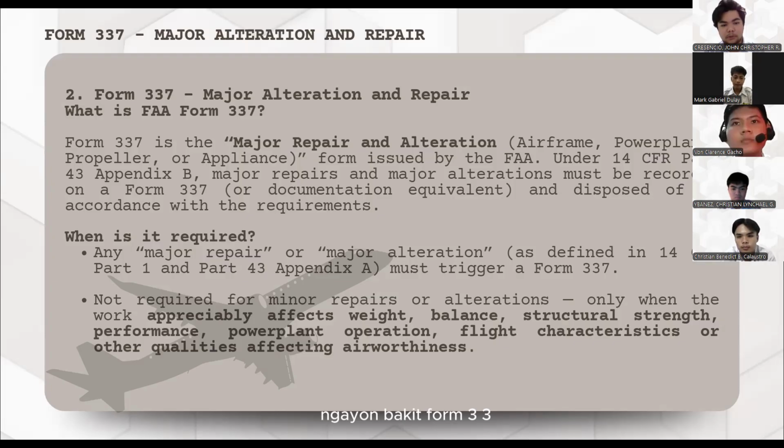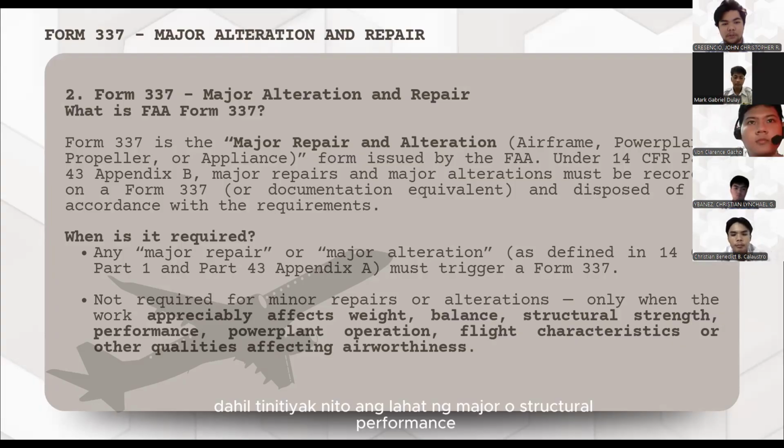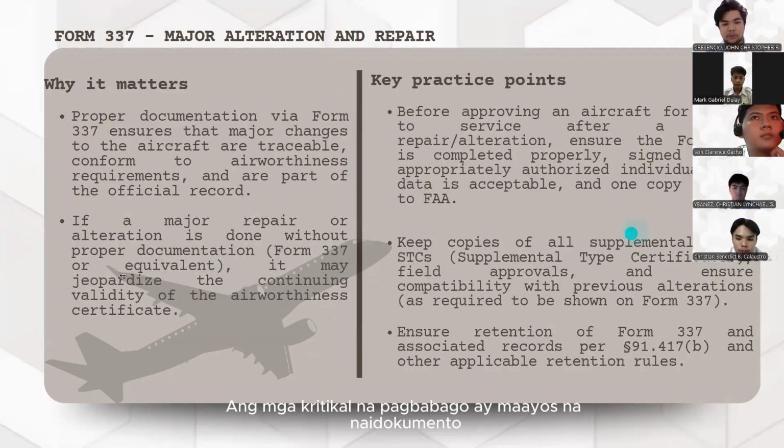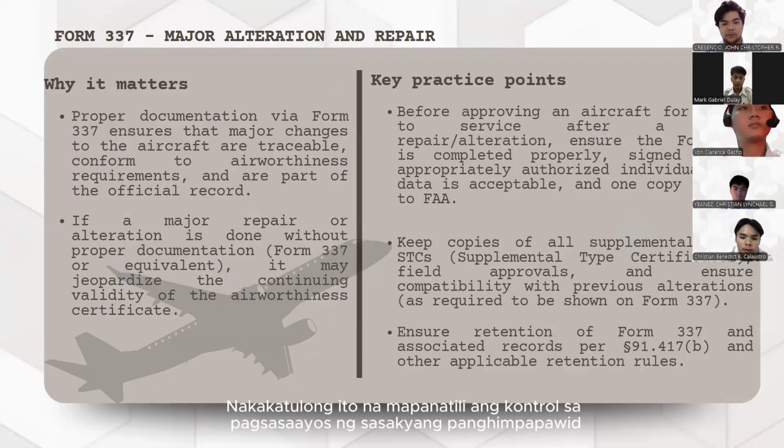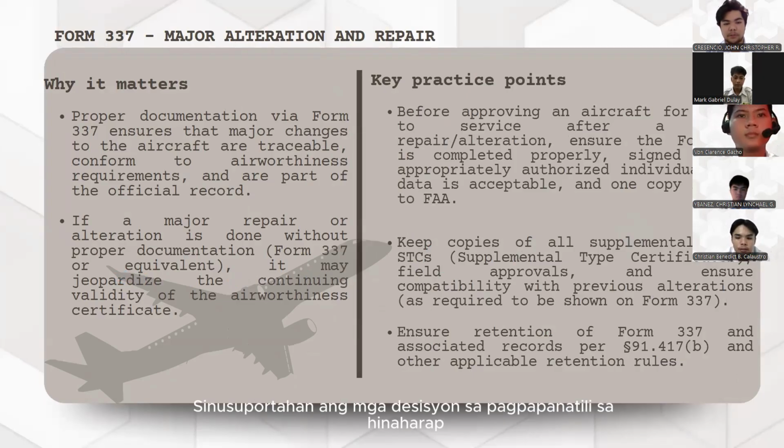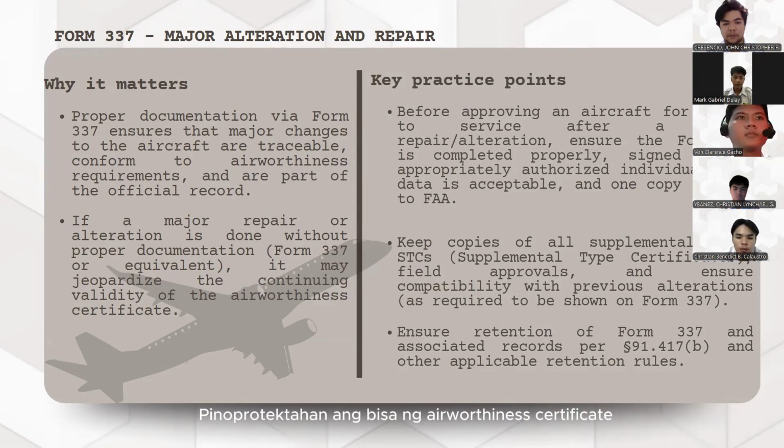Now, why is Form 337 important? Form 337 is important because it ensures all major structural, performance-affecting, or safety-critical modifications are properly documented. This helps maintain aircraft configuration control, supports future maintenance decisions, and protects the validity of the airworthiness certificate.